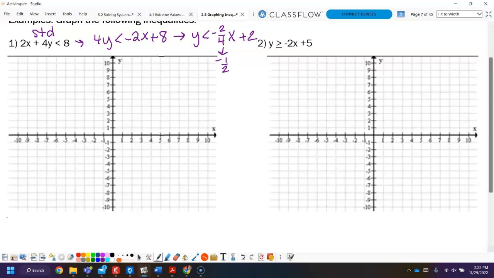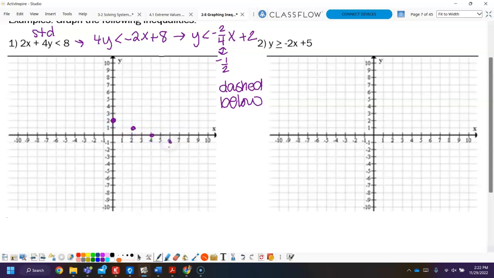You can or cannot reduce the fraction of the slope. It doesn't matter. It'll work either way. Then you again look at the inequality. This is less than. So the inequality is less than. So that means that you are going to be dashed and below. Y-intercept is 2.